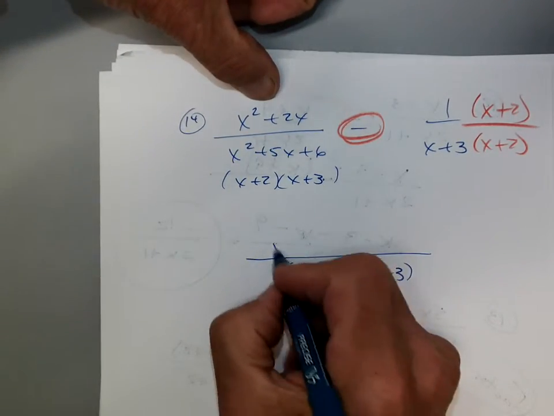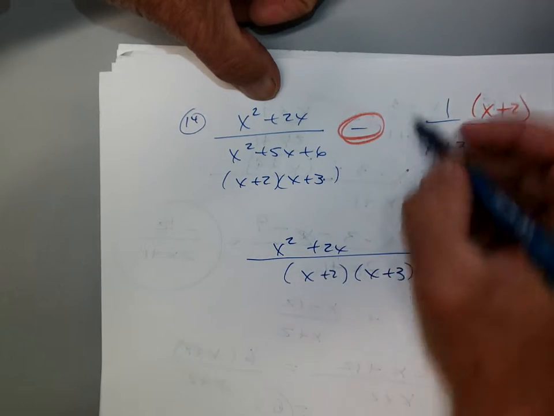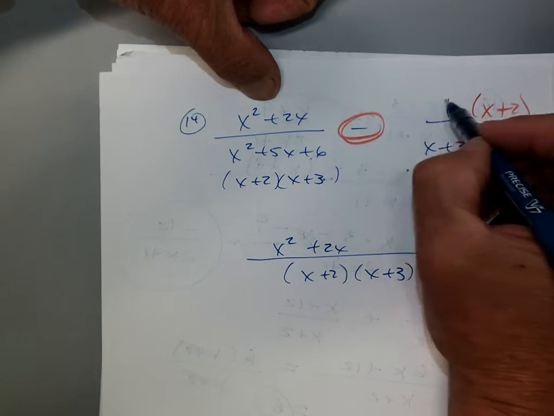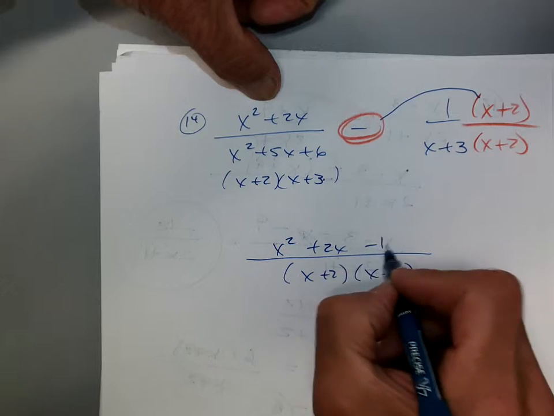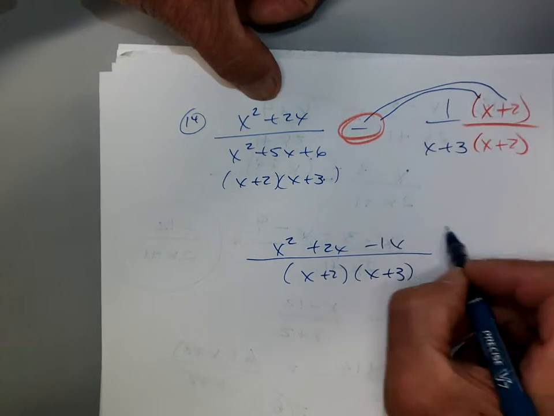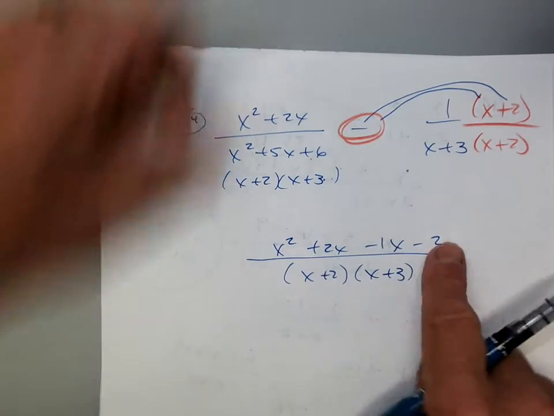The numerator, I'm going to have an x squared plus 2x. But then, I'm going to think of this as a negative 1. I'm going to go negative 1x and a negative 2. You guys okay with the negative 2? You see where I got the negative 2 from?